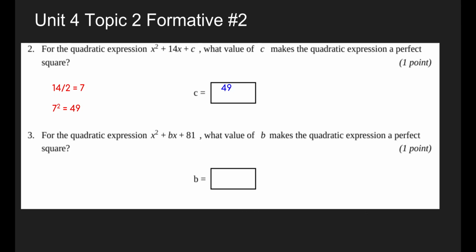Now, number 3 is the reverse of number 2, because in number 3, you're given the constant and you have to identify the linear term that makes it a perfect square. So again, the conceptually proficient student is going to recognize that they're just doing the reverse. So instead of taking half and then squaring, we'll invert the operations in the order. We'll square root and then we'll double. So we're going to do the square root of 81 is plus or minus 9, and double that is plus or minus 18. And so B is plus or minus 18.